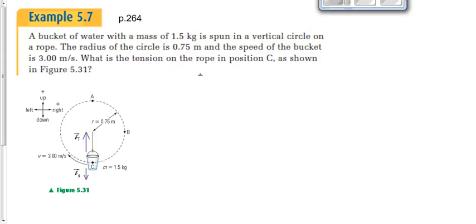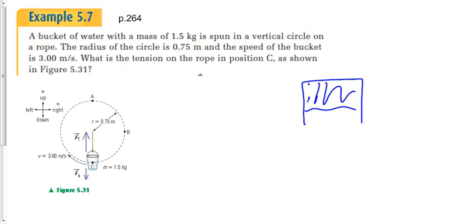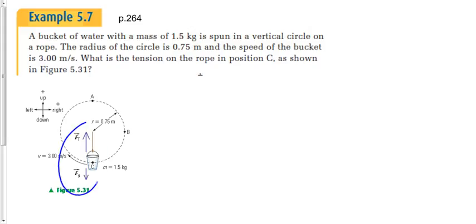If a bucket is upside down, if this is your bucket and this is the water in the bucket, is it possible if the water's not frozen? Apparently, it just says in the question. Maybe we'll try that in a couple minutes and see if it's possible. The radius of the circle is 0.75 and the speed of the bucket is 3. What's the tension in the rope at position C, as shown in figure 5.31? All right, well, let's draw a free body diagram. They've pretty much already done that, actually, right? They've got FG. What do they have labeled upwards there?